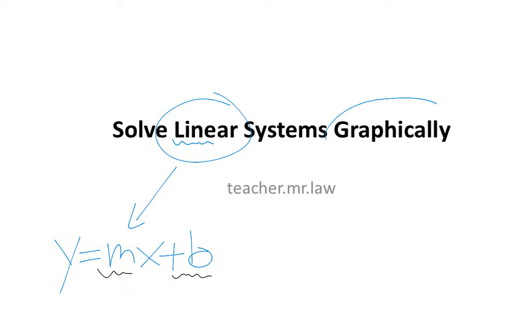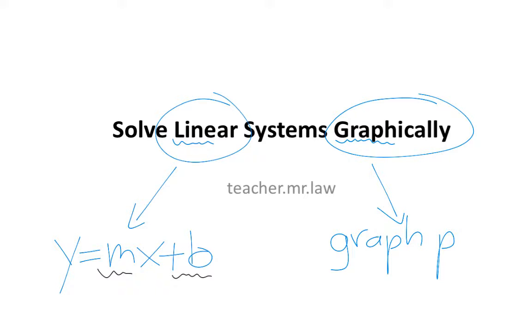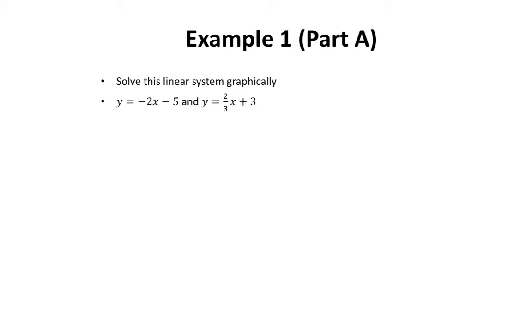Meanwhile, the word graphically contains the word graph, which means we are going to figure out the answer using graph paper. We're going to figure out the answer by hand. In our first example, we want to solve this linear system graphically, which means we're going to use graph paper and we're going to do this by hand. But before we do that, let's analyze the equation of these two lines.